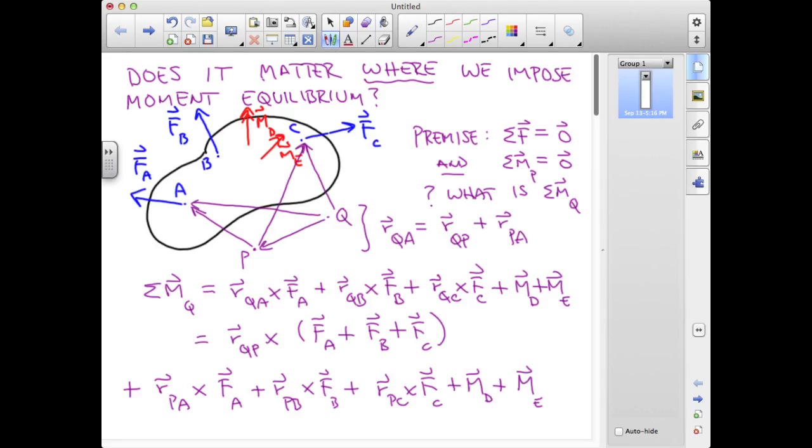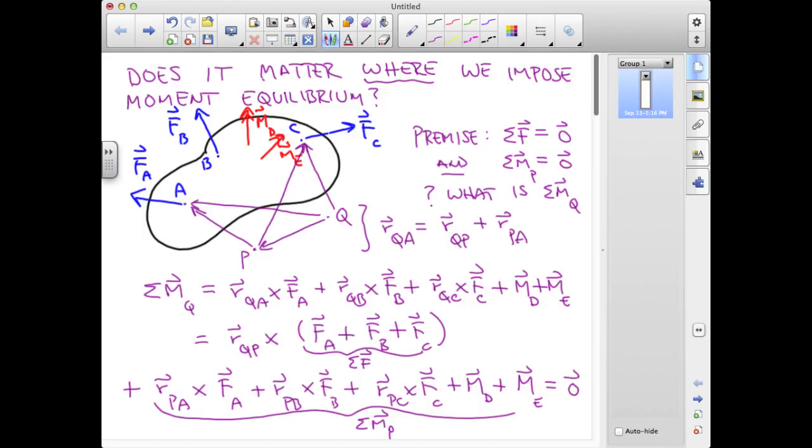So it seems like I've complicated things because I had 5 terms and now I have 8. But notice that this term in parentheses is the sum of the forces acting on the object. And this bottom set of terms, these 5 terms, are the sum of the moments about P. But our premise is that we've already established force equilibrium and moment equilibrium about point P, so both of those terms that are underscored with the large curly bracket are 0, and therefore the sum of the moments about Q is also 0.